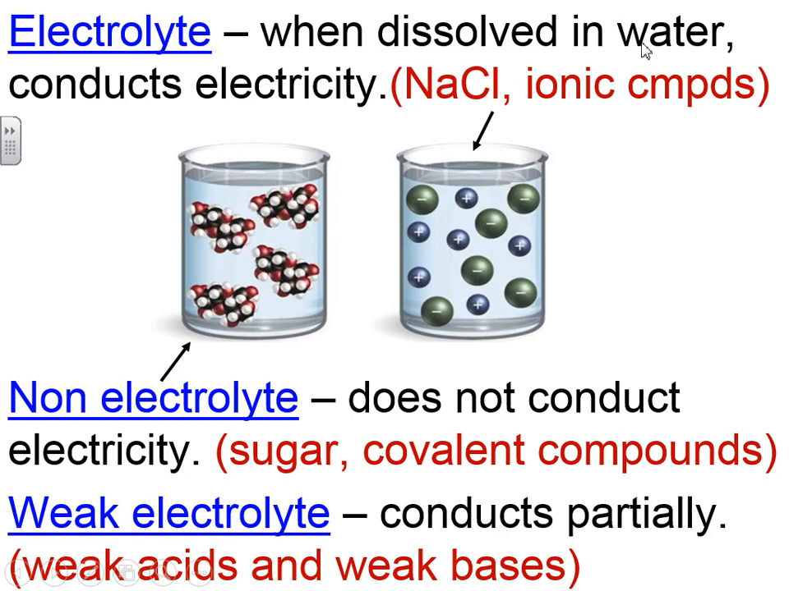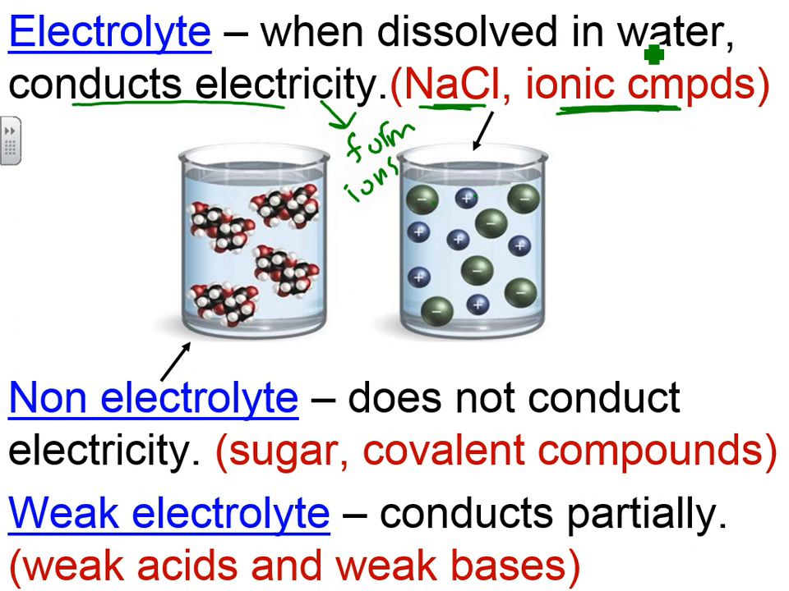Alright, now solutions can be electrolytes, which means when they dissolve, they'll conduct electricity. And this happens because they separate into ions. They actually form ions. In the classic example of salt dissolving in water, salt, sodium chloride, separates into sodium, represented here by the blue, and chlorine, or chloride, represented by the green, and they separate so you can actually conduct electricity in the solution. And this usually refers to ionic compounds. Ionic compounds will form electrolytes.